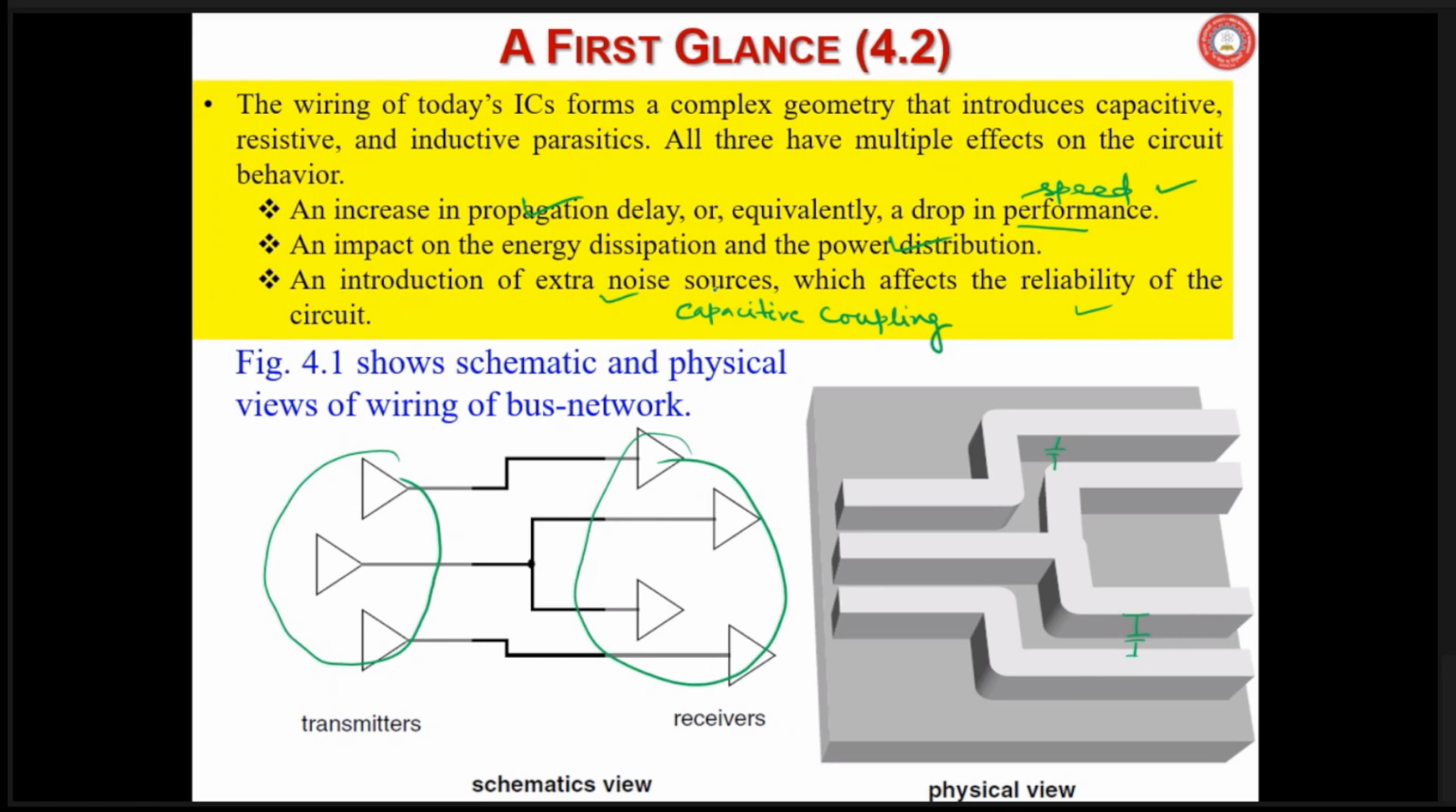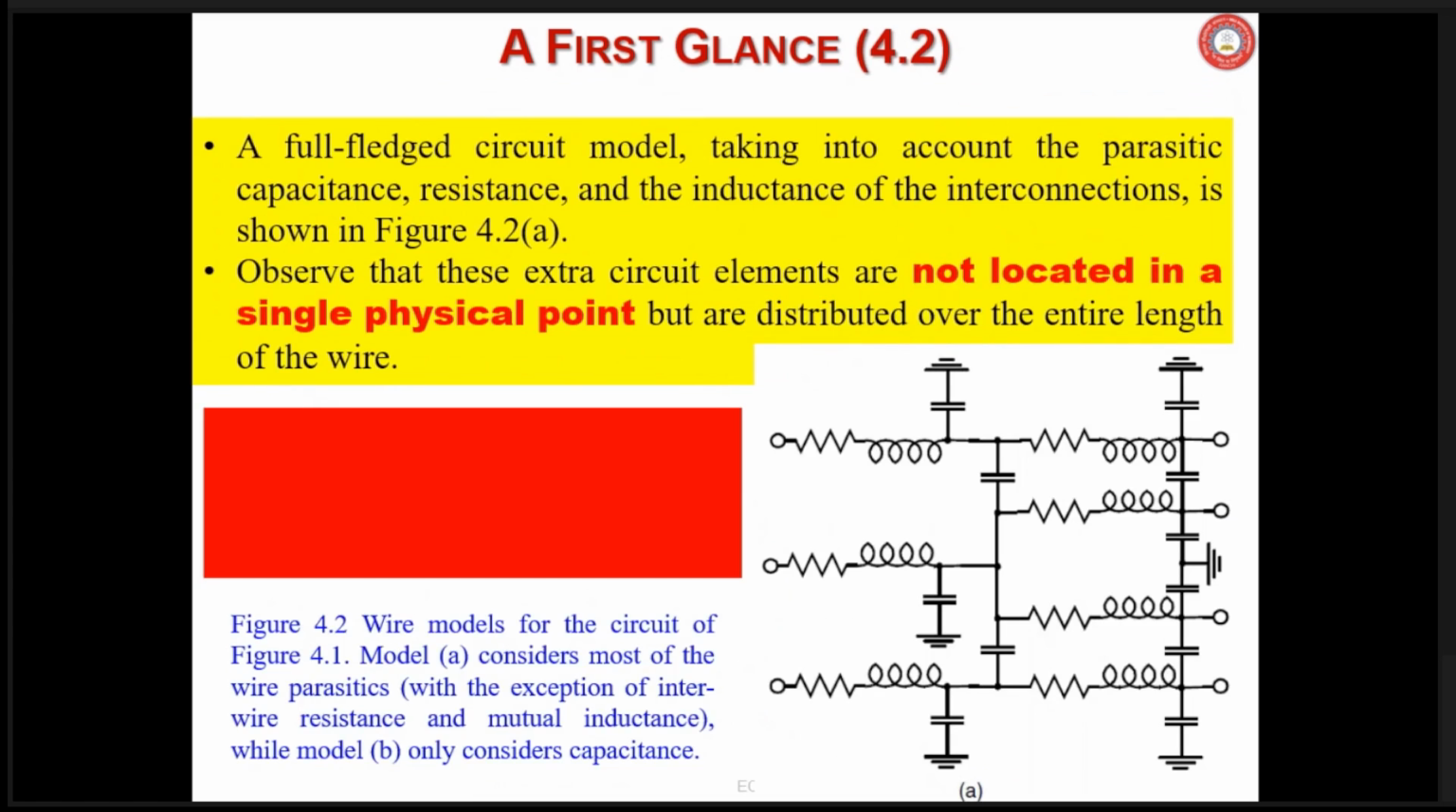And introduction of extra noise sources because of capacitive coupling. This is one issue in the interconnect. Noise occurs because of interconnect capacitance coupling. One line is carrying some signal, suppose a clock signal. This will be its voltage, and its voltage value will be changed. That is what crosstalk or capacitive coupling is.